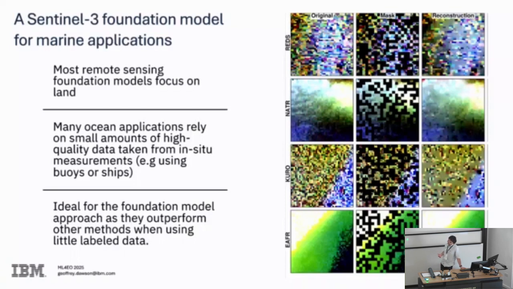The reason we did it is because foundation models are very good with low amounts of labeled data. And over the ocean, you generally have low amounts of high quality labeled data, mainly from shipborne observations and ports. So we created a foundation model from Sentinel-3, mostly the Ocean and Land Colour Instrument, and we've also included the sea surface temperature. Then we tried it on two downstream tasks: primary production quantification and harmful algal bloom detection. If you come to the poster, you'll get to see some of the results.